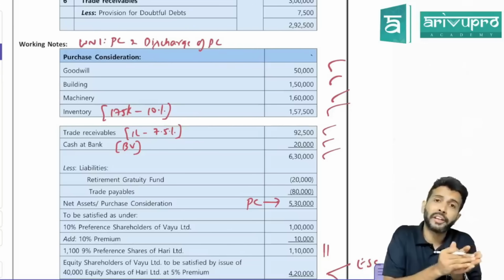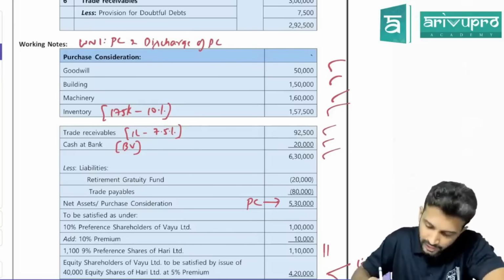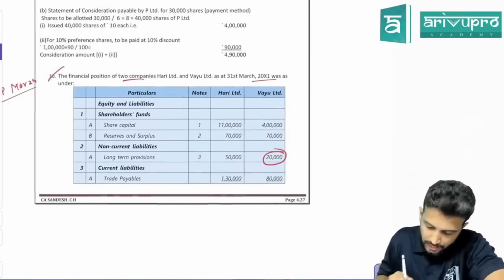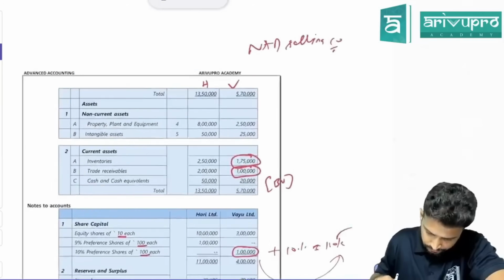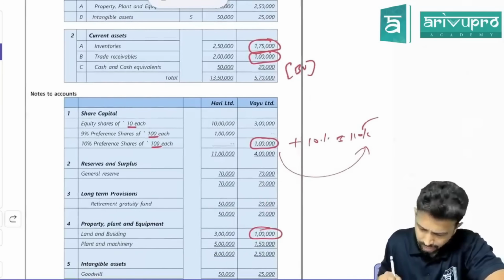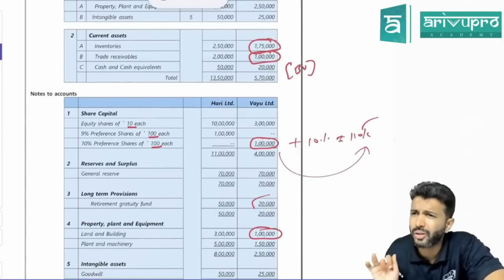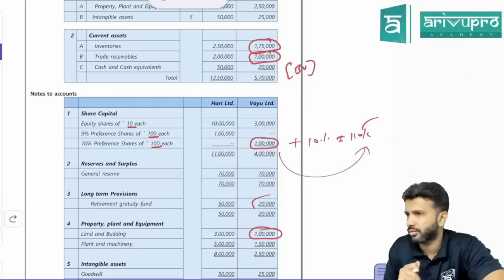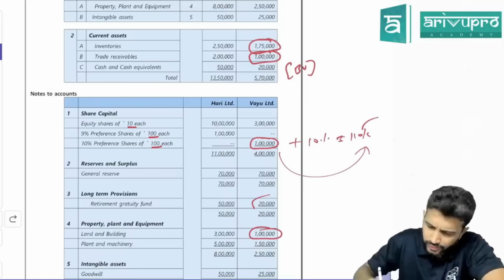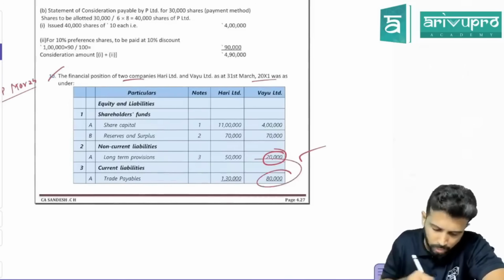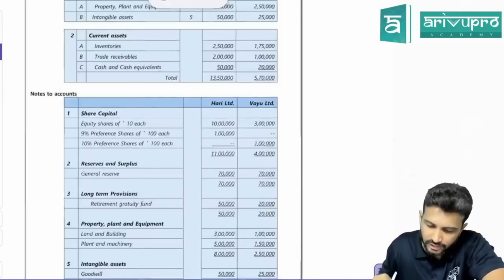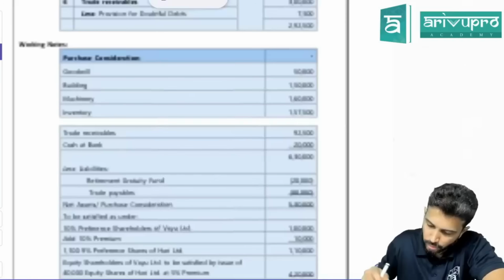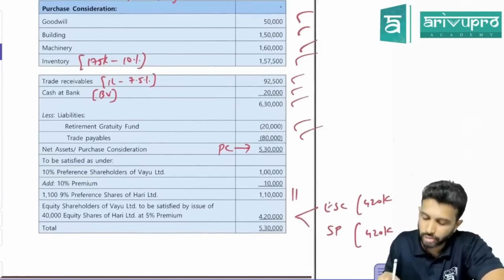So what is one more thing we need to do? Deduct outside liabilities. What is outside liabilities in your balance sheet now? Check. Is long-term provision an outside liability? They prepared note number 3. What is note number 3? Your gratuity fund, meaning gratuity payable. That is also a liability, no? So 20,000 gratuity means you pay to whom? Employees. So outside liability only. This is one. Anything else is there? So this also will be taken over. What about trade payable? Yes. Anything else? No, that's all. So what are these two? 20 and 80 considered. Check in your PC working note.